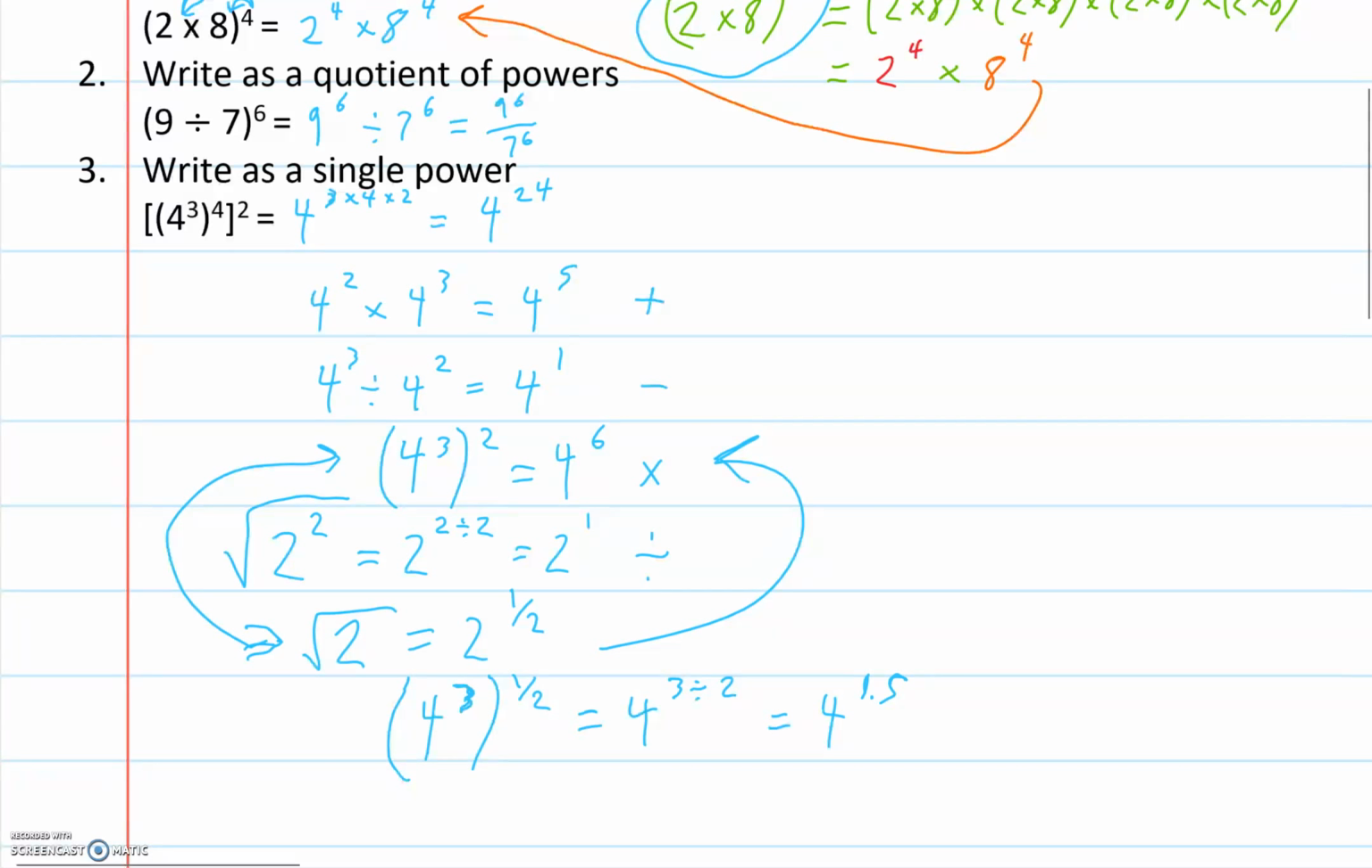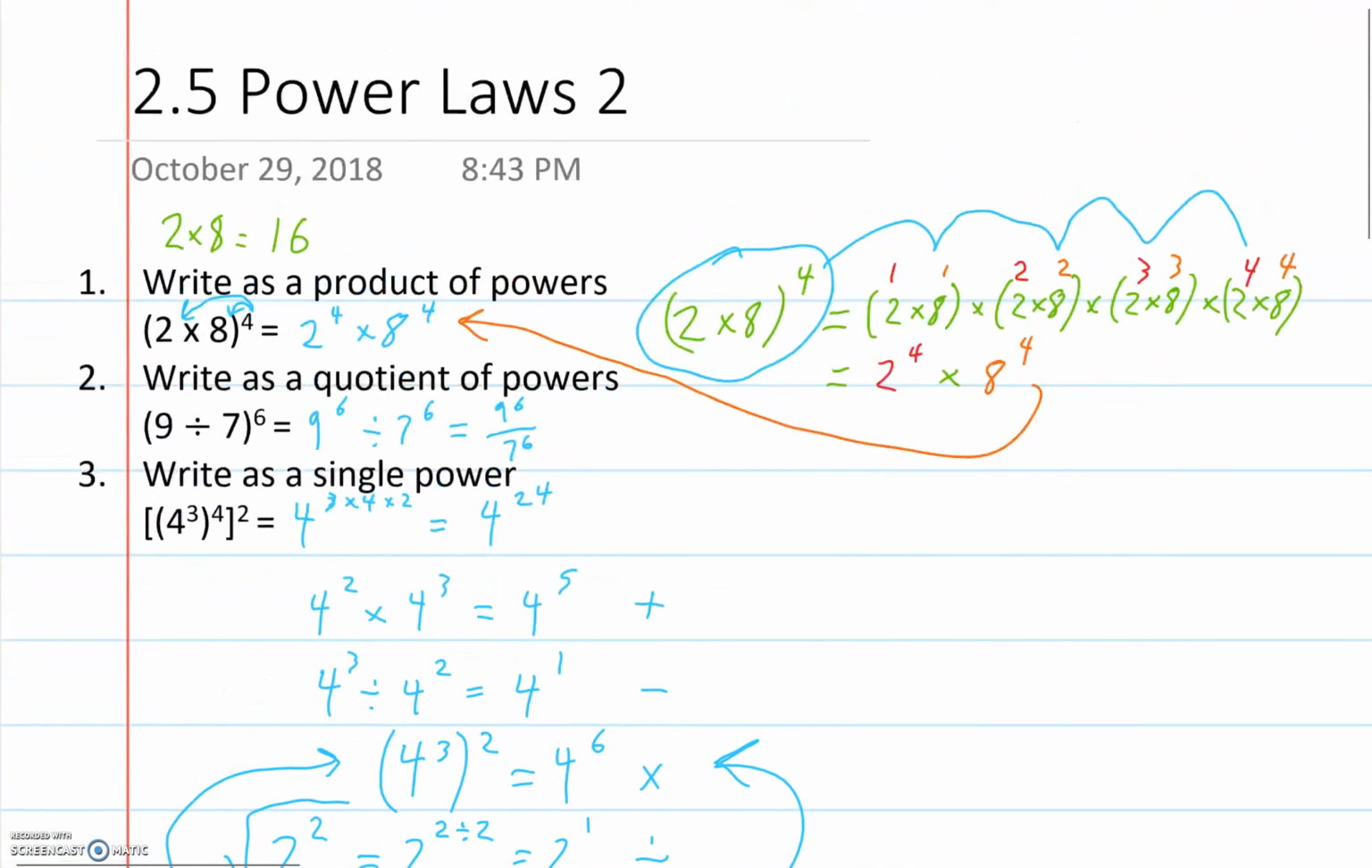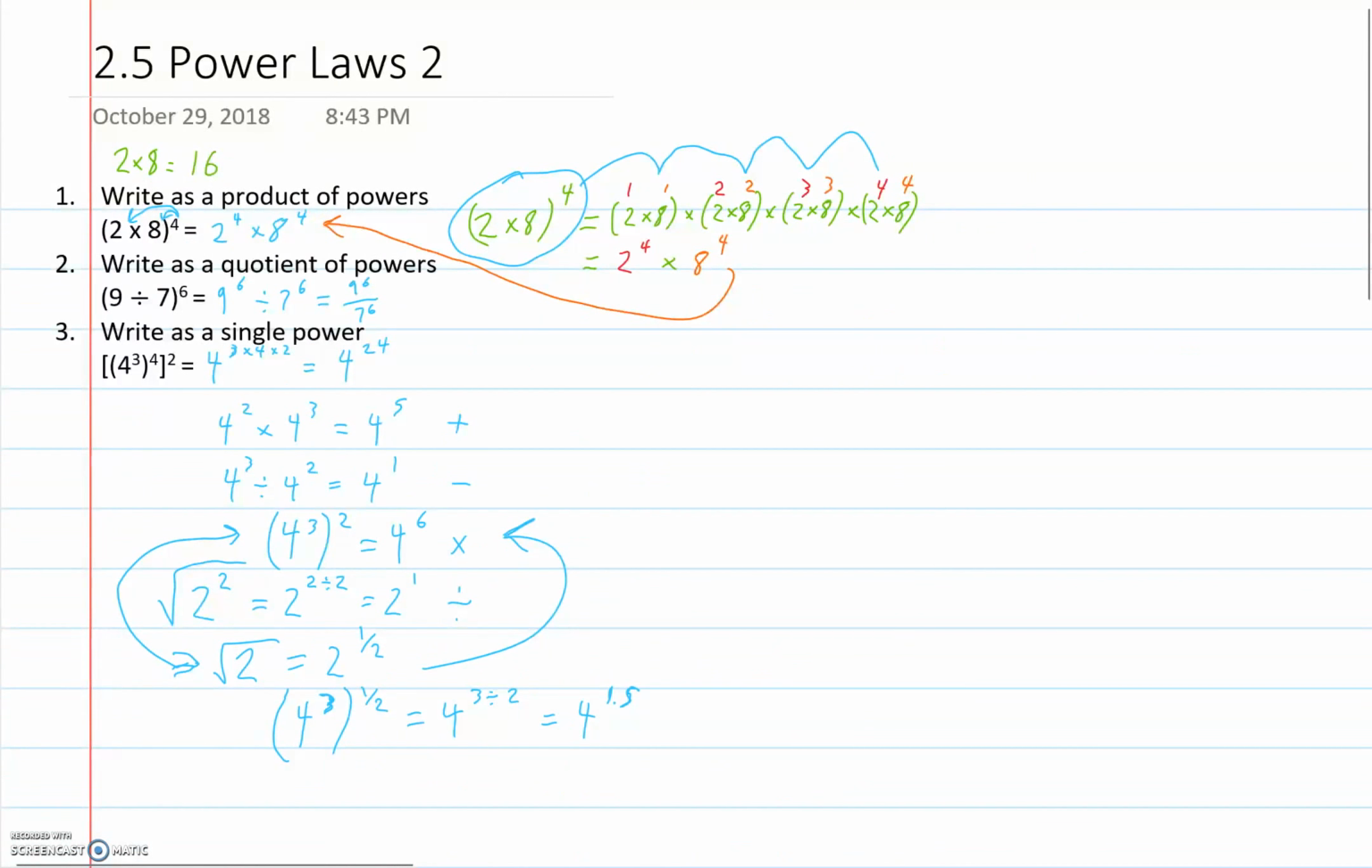This one does not matter for this topic with the textbook, but it is also very interesting, and it will be more helpful in the future. I hope that helps you guys with 2.5 Power Laws 2, and I hope that this video helps you guys study.